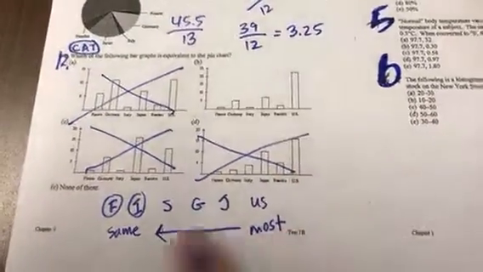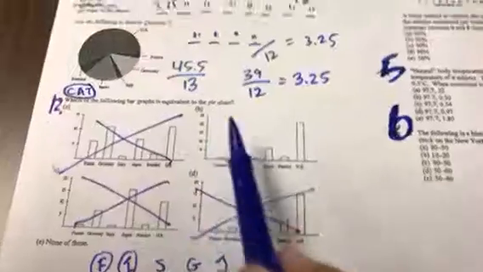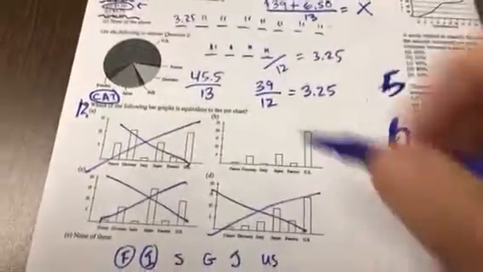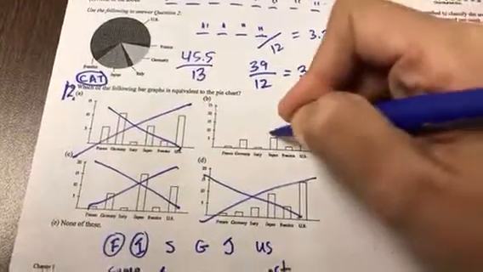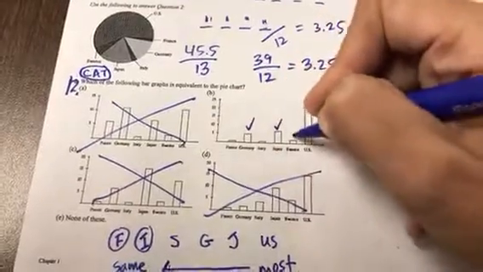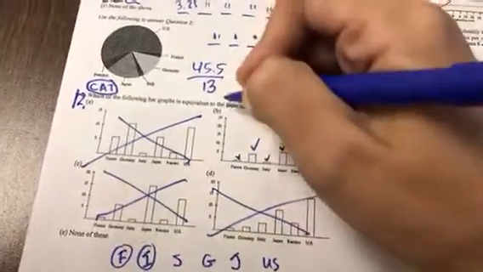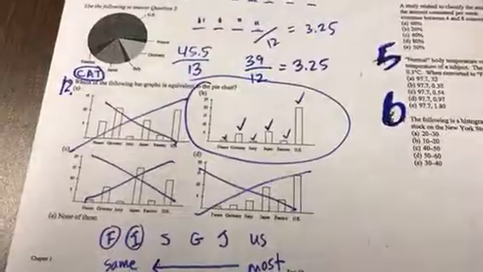Okay, and I ordered them most to least. And now I just have to kind of double check. So this one was the most, US, then Japan, then Germany, then Sweden, then Italy, then France. I'm definitely going to pick B. Looking good. Okay, now 4.